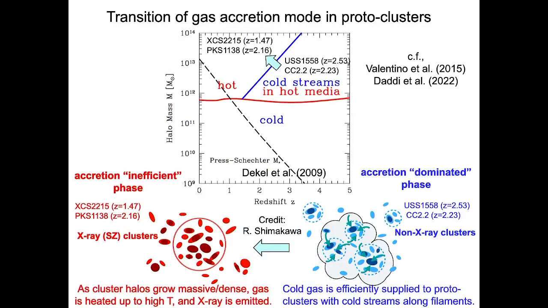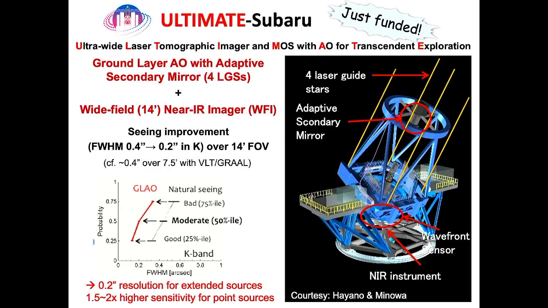So all in all, our result is kind of consistent with this global picture where the gas accretion mode has a transition at cosmic noon, from this gas-rich phase to gas-poor phase.